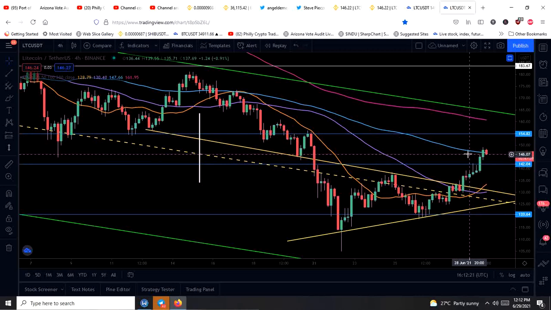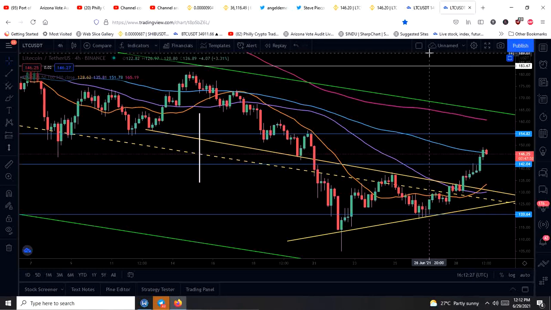And then we've come up to the 100-day moving average, which on a 4-hour time frame is around the 146 and some change. 147, yeah. So we still could get an upward move, guys. But what I wanted to show you real quickly, guys, is our targets.